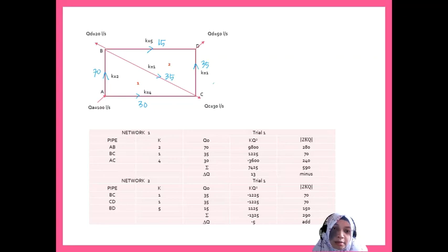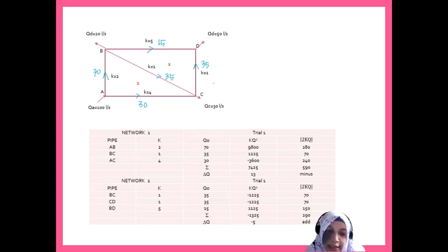We have to ensure that Q in equals Q out. In point C, Q in is 30 and 35, and Q out is 35 and 30. So Q in equals Q out. It is okay for the direction and magnitude of this network.